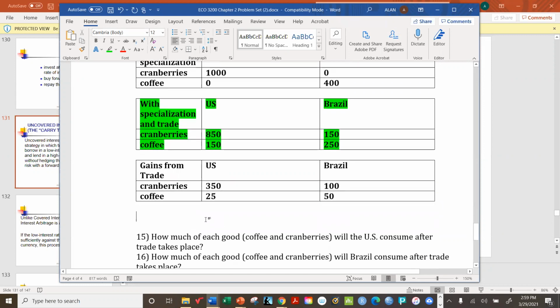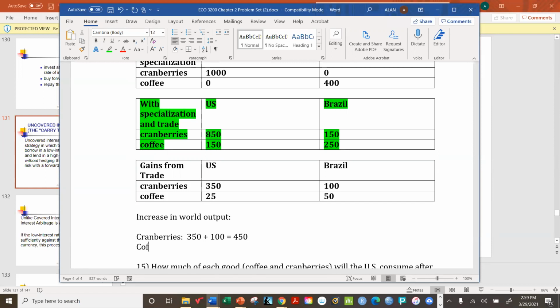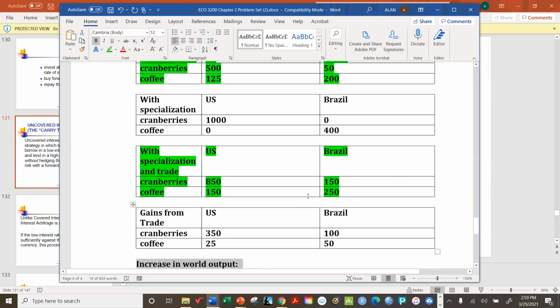Now, the increase in world output for cranberries, all you have to do is add up the gains from trade. 350 plus 100 means that the world now has 450 more cranberries than we did before. And then for coffee, we just add those two together. We get 25 plus 50. And that gives us an increase of 75 extra pounds of coffee, all because of trade.